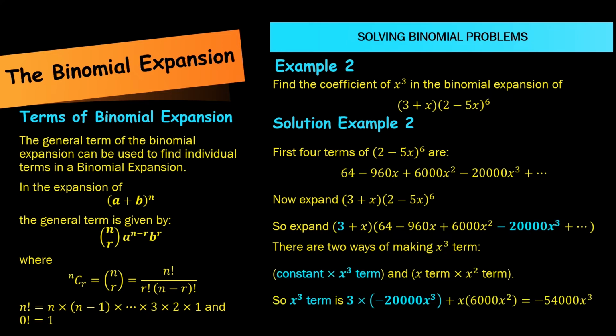So putting those together gives us that the x cubed term is 3 times minus 20,000 x cubed plus x times 6,000 x squared, giving us minus 54,000 x cubed. So the coefficient of x cubed in the binomial expansion of (3 + x) times (2 minus 5x) to the power 6 is minus 54,000.